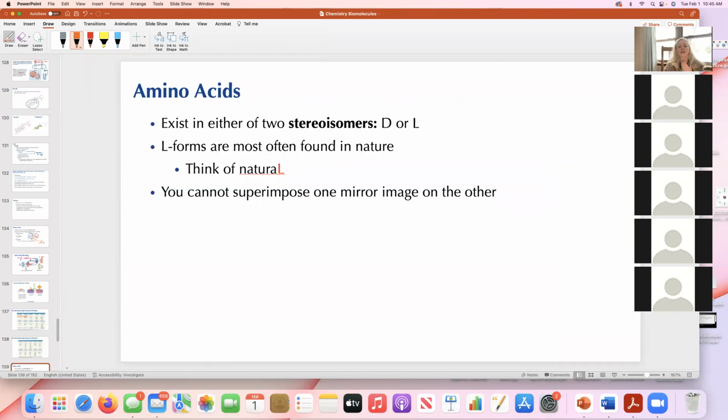Okay, your amino acids can exist in either of two stereoisomeric forms, D or L. This is probably getting a little bit more complicated than we need to be, but your book goes through it, so we shall. The L forms are more often found in nature. Think of natural, and they all have the L image. So what is a stereoisomer?